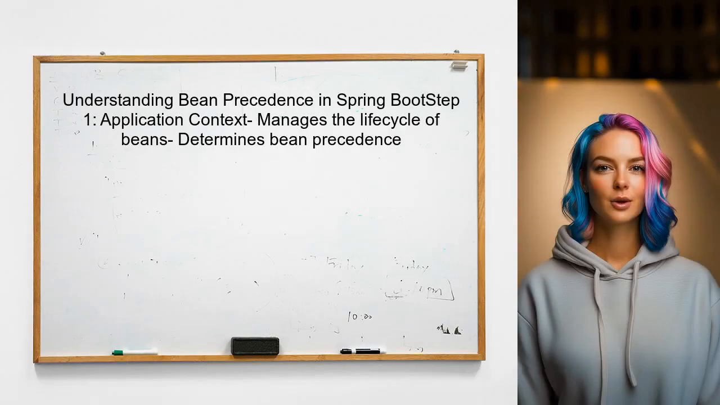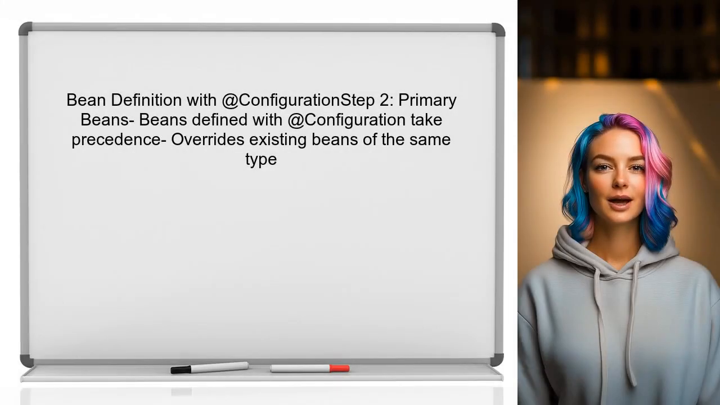To understand how Spring Boot manages bean precedence, the user should first know that Spring uses a concept called the application context. This context is responsible for managing the lifecycle of beans. Next, the user should note that when a bean is defined using the @Configuration annotation, it is treated as a primary bean. This means it will override any existing beans of the same type.